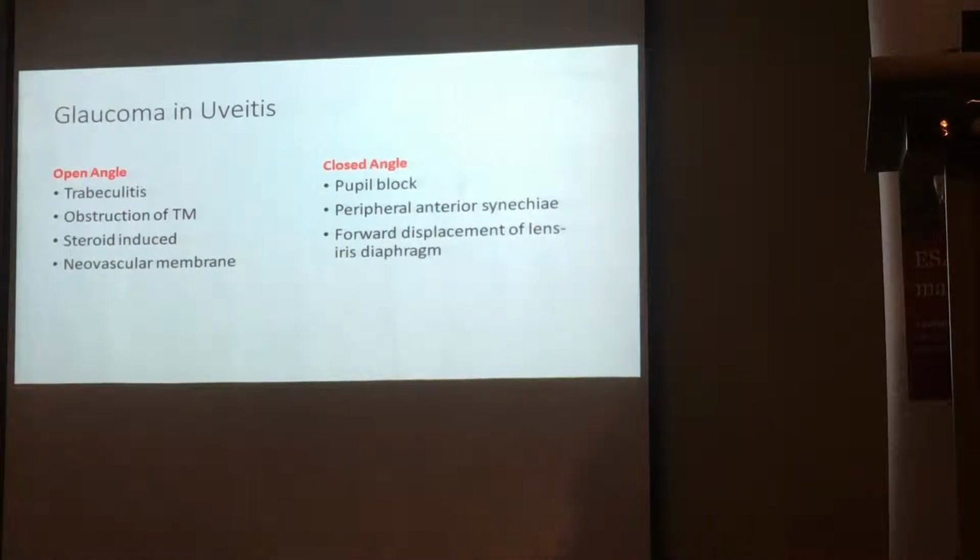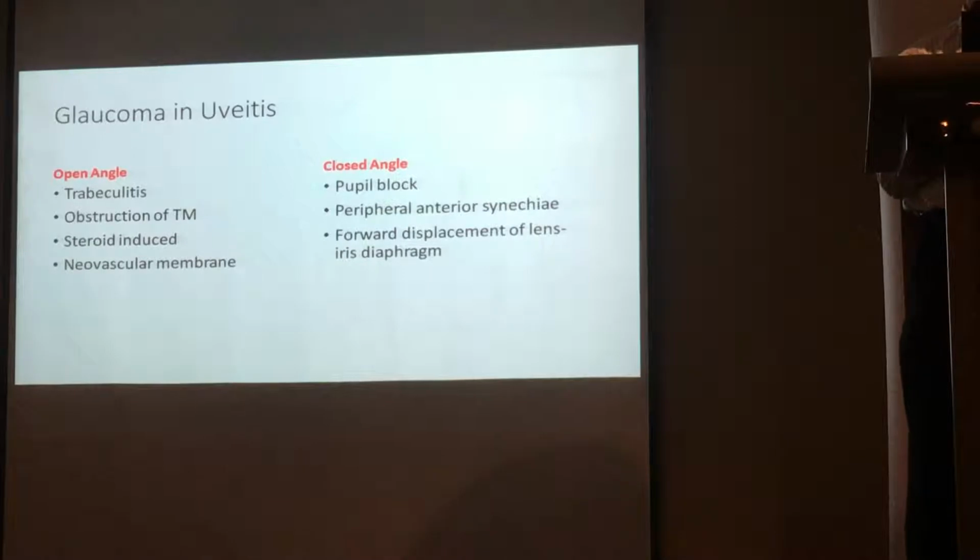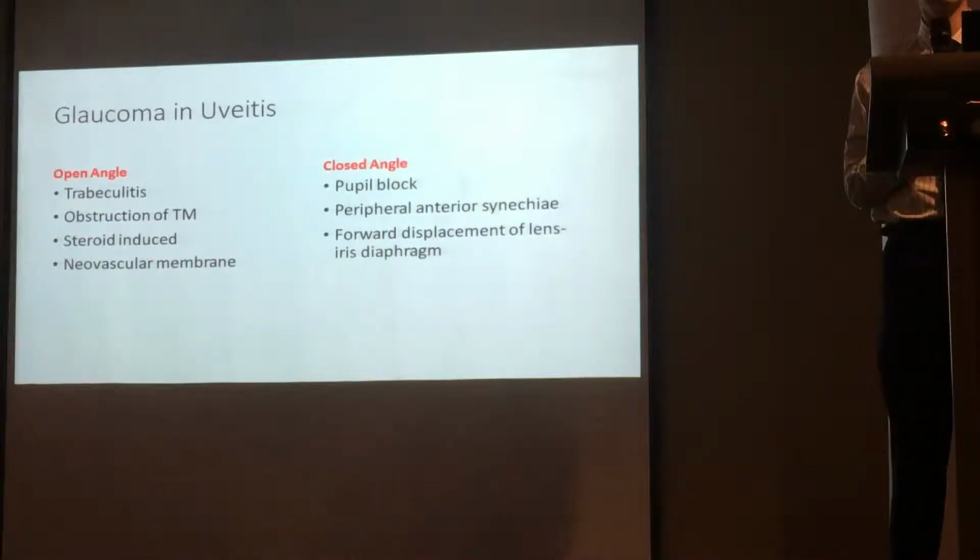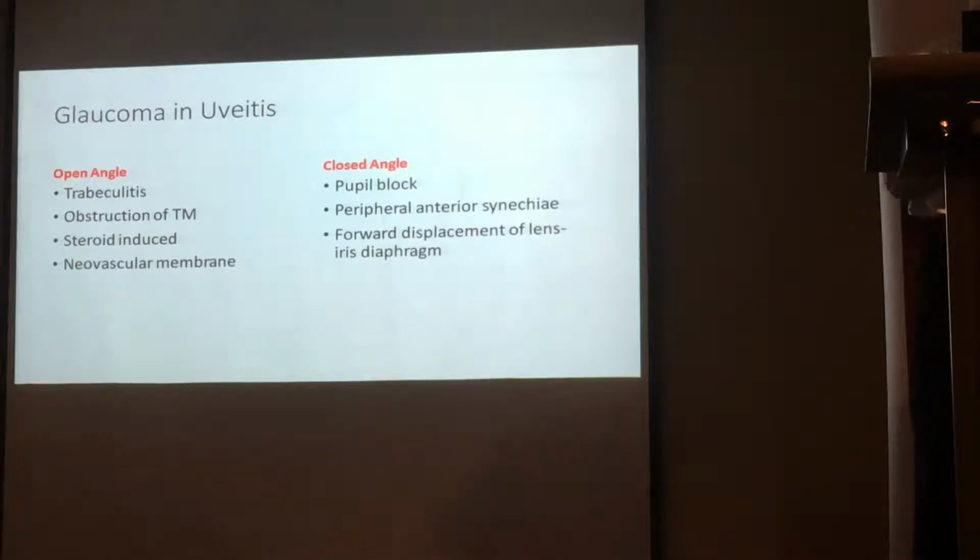When the angles are open, it would usually be because there is some obstruction to the trabecular meshwork, either by fibrin, by inflammatory material, inflammatory cells. There could be trabeculitis, which means the actual trabecular meshwork is inflamed, and there could also be a steroid-induced mechanism, or simply the whole trabecular meshwork is being covered by a neovascular membrane. When there is angle closure, so you perform gonioscopy and you find that the angles are closed, there could be pupil block.